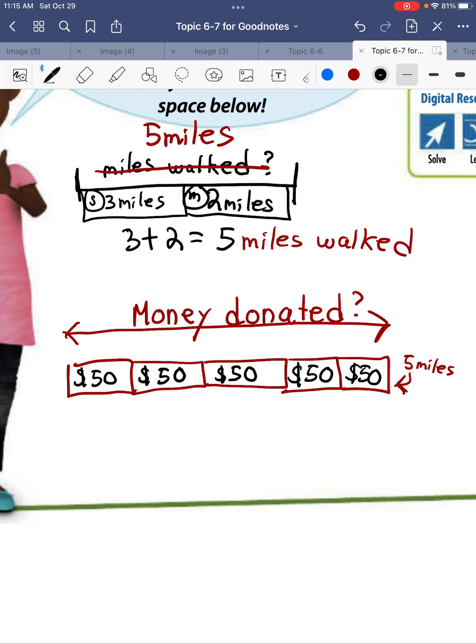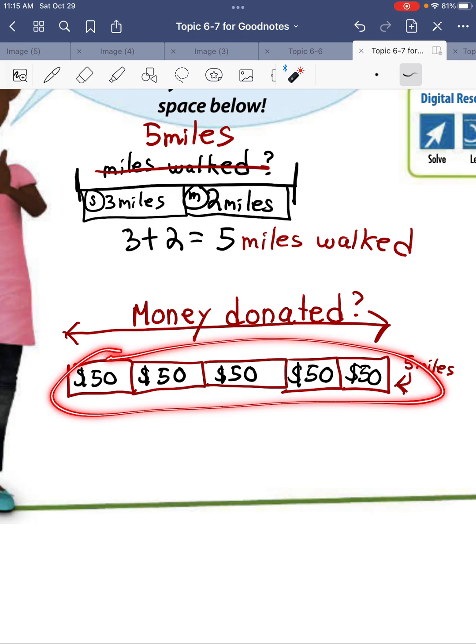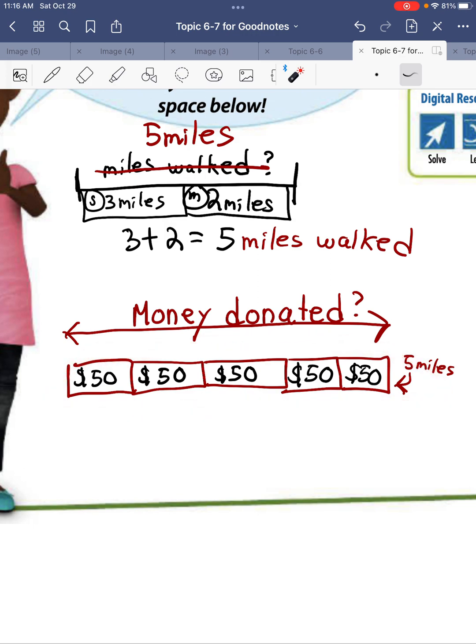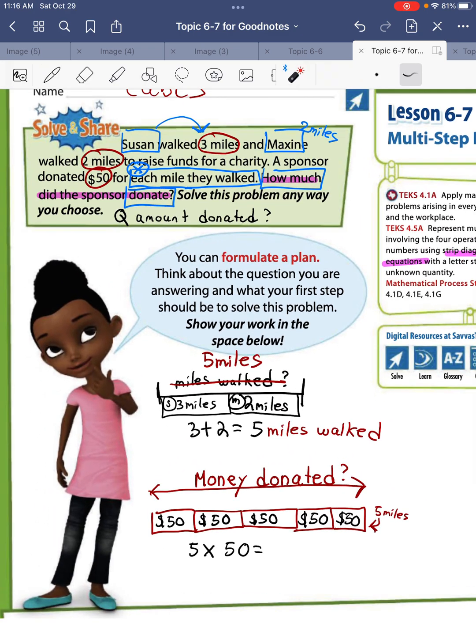Okay. So how would I figure this out? How did I figure out how much money was donated, if they walked 5 miles and each mile they got $50? Well, I can do repeated addition, so I can add all of these 50s together and get my answer, but that would take us a long time, and we're in 4th grade now. So my easiest, fastest way to do this is I can do 5 times 50. And I know that I'm going to multiply too because it has that key word each. It's going to tell us to multiply.